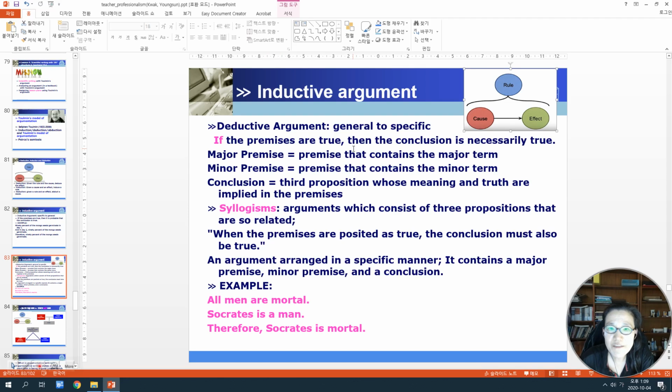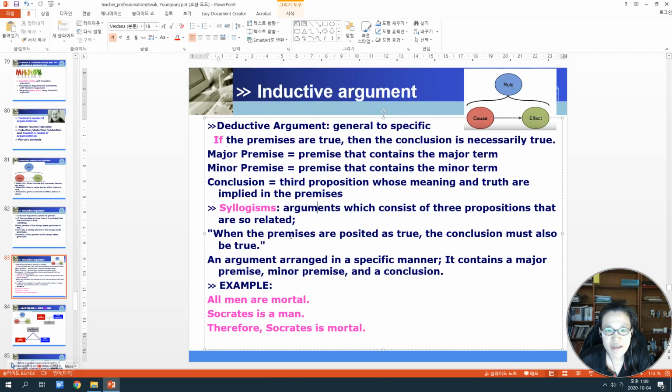general to specific, which means if the premises are true, then the conclusion is necessarily true. Deduction consists of three components. They are called major premise, minor premise, and conclusion. The representative reasoning of deduction is syllogism. When the premises are posited as true, the conclusion must also be true.